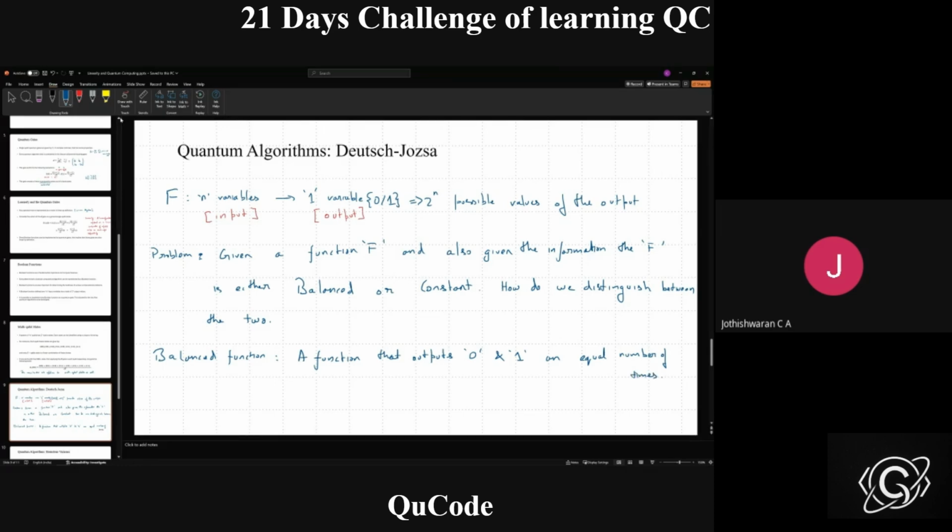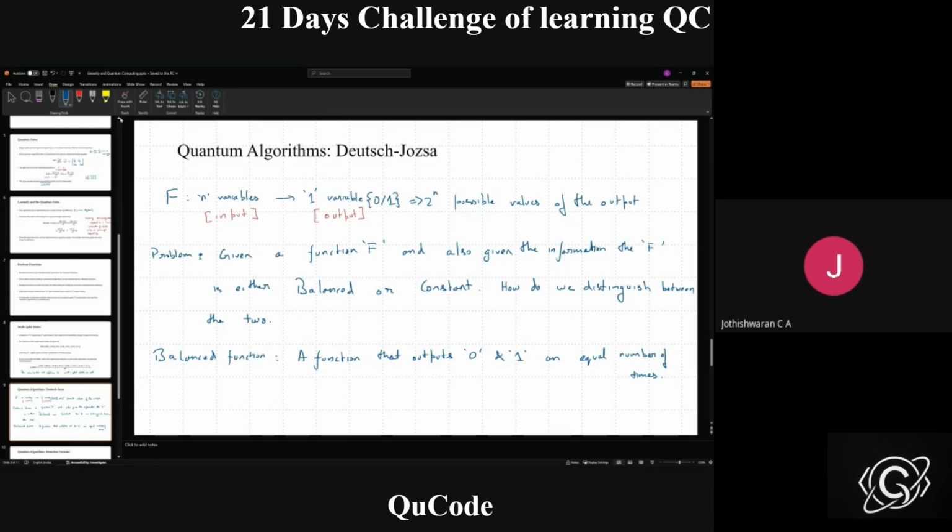So that is it. This is a balanced function. A constant function, I'm not writing the definition separately. I hope everybody understands that. If not, you can post a question in the forum and I will write it here. So now how do I distinguish between these two? I know the function is either balanced or constant. It cannot be anything else.